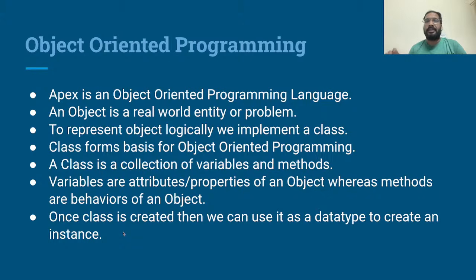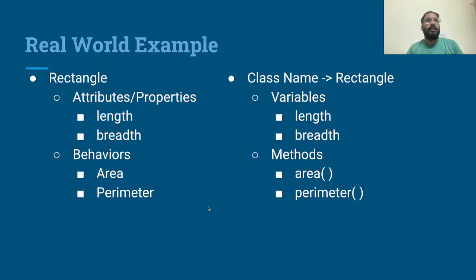And once a class is created, we can use it as a data type to create an instance, right? So this is the summary. Now, before we go through that summary again about object-oriented programming, just read the slide, right? It will guide you on the difference between a real-world problem and how we will implement that real-world problem with the help of a class.